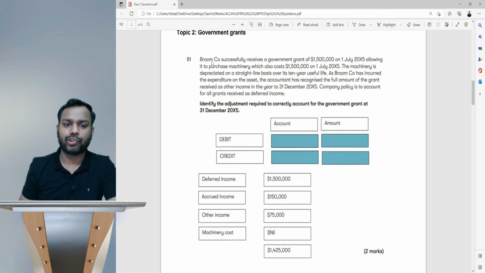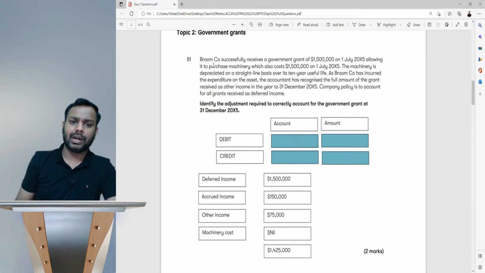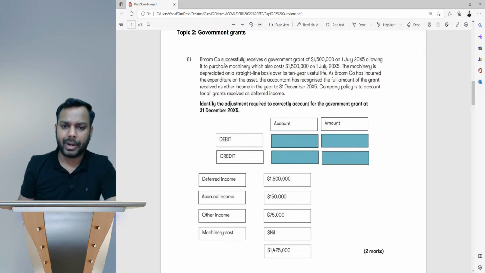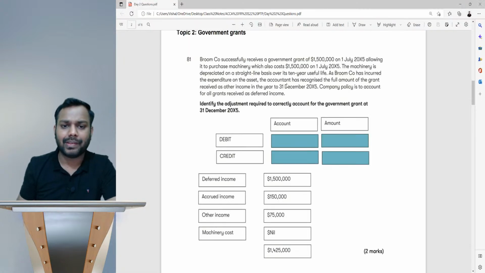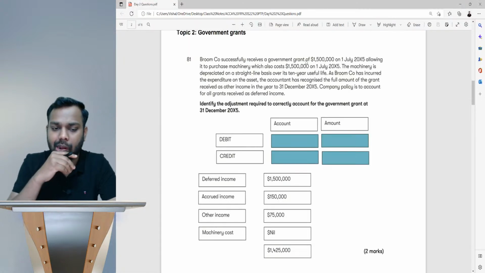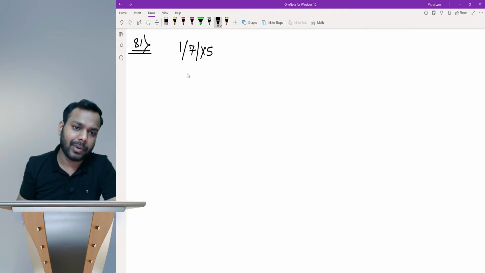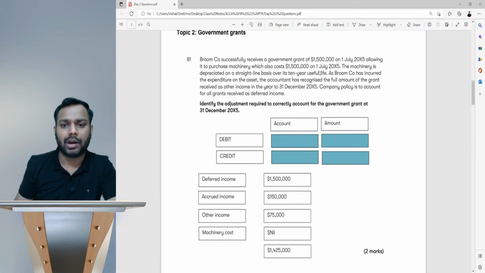Now, what does the question say? Broom company successfully receives a government grant of $1,500,000 on 1st July 20x5. On 1st July 20x5, the company has received a grant. So definitely bank account will be debited. Bank account debit. How much? 15,000.